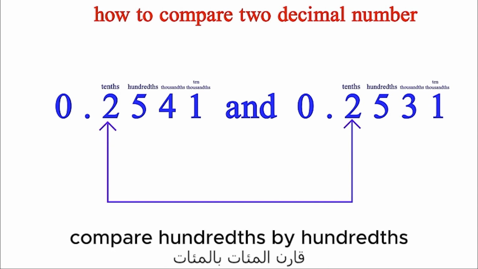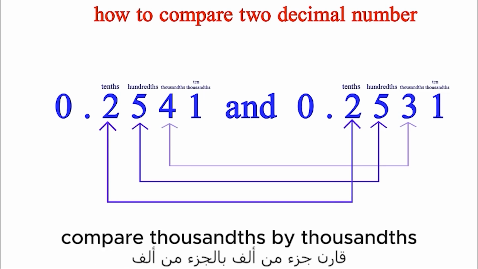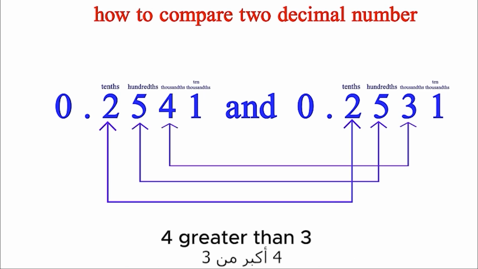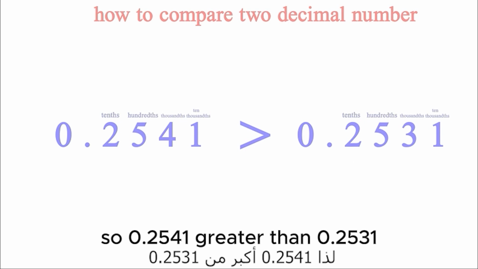Compare hundredths by hundredths. 5, it is the same, so see thousandths. Compare thousandths by thousandths. 4, 3, it is different, so compare 4 and 3. 4 is greater than 3. So 0.2541 is greater than 0.2531.